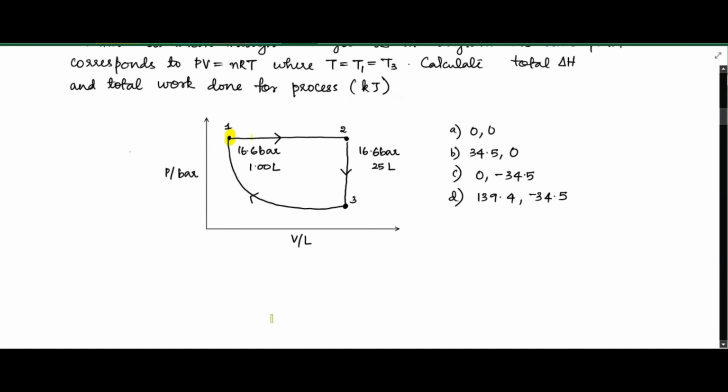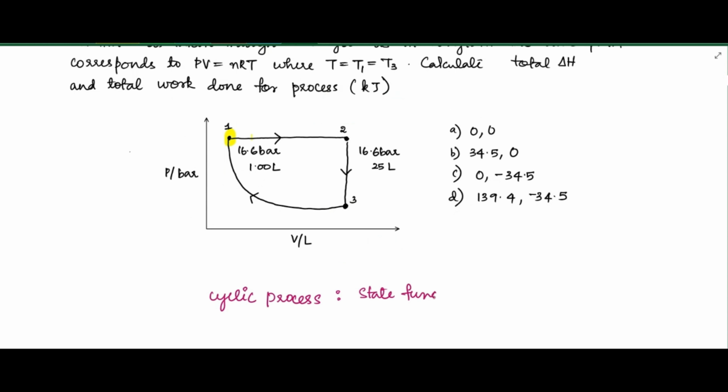So first of all, since this starts from 1, goes to 2, goes to 3, and then comes back to 1, what is given to us is a cyclic process. Now, when you have cyclic processes, whatever state functions you consider. Now, what are state functions? In thermodynamics, most of the functions that you consider depend only on the initial and the final point. State function. So it does not depend on the path which is being taken at all.